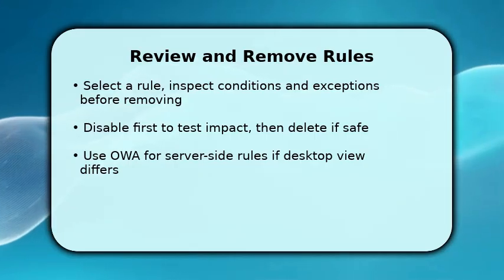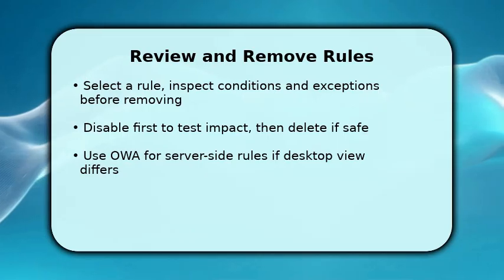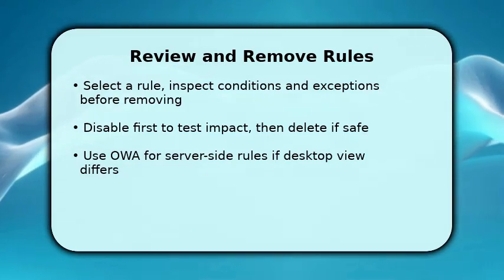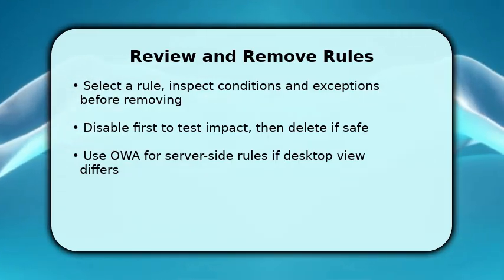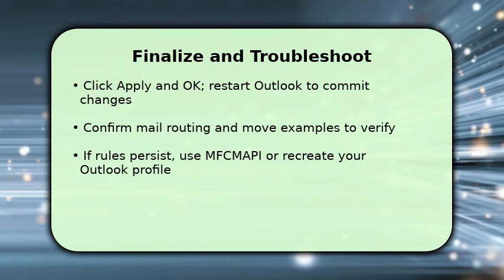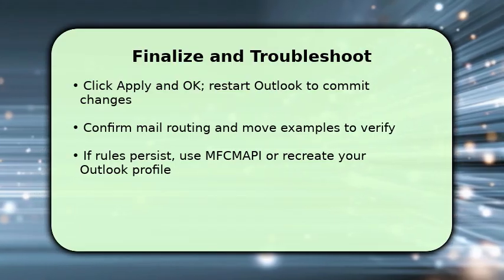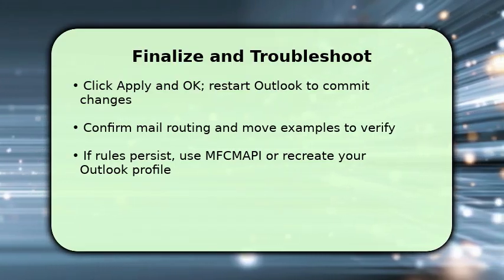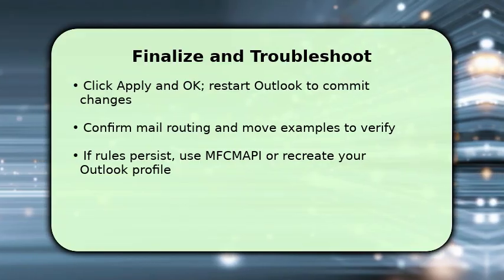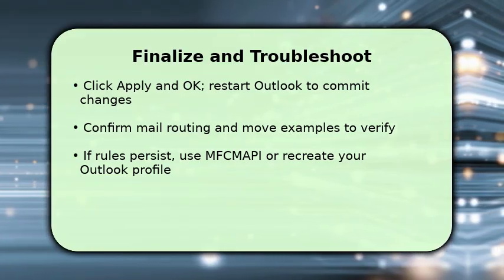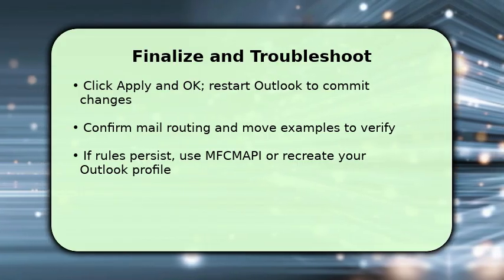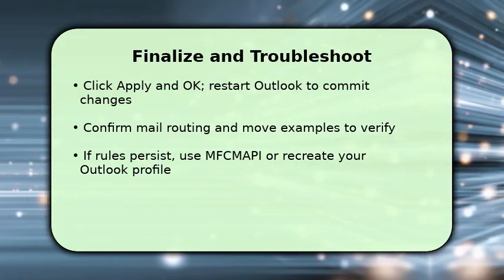If you're on Exchange and the desktop list seems incomplete, sign into Outlook web app and repeat the same steps there, because server-side rules may only appear in OWA. Finish by clicking Apply and OK, then restart Outlook so changes take effect across services. Test by sending sample messages and confirming they follow the new behavior. Move a few messages manually to verify no hidden actions remain.